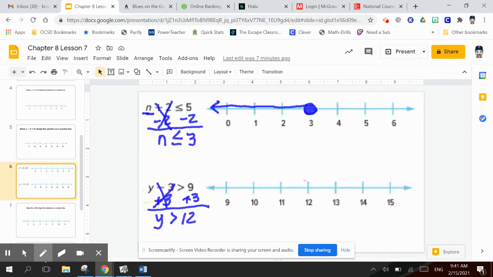So again, I find 12 on my number line. I put a circle around it. It's greater than, it's not equal to, so it's an open circle, and all numbers greater than 12. Numbers greater than 12 would be 13, 14, 15, etc. So then I draw my arrow to the right to show all of the numbers greater than 12.